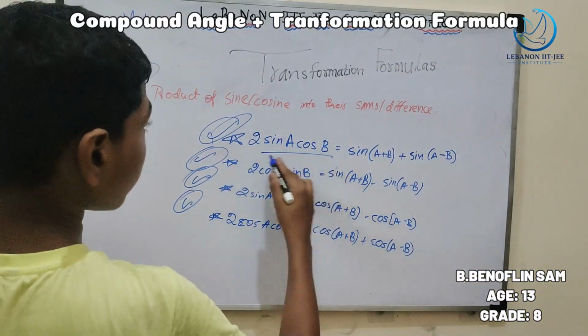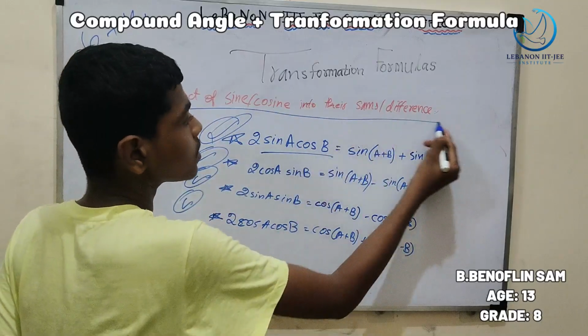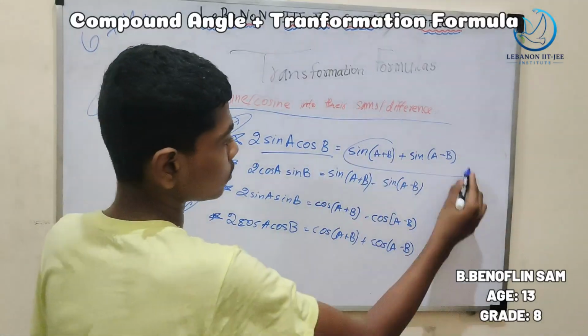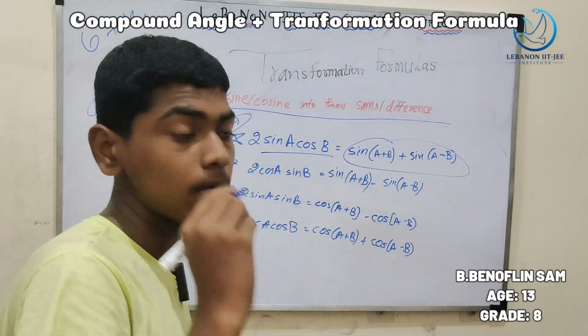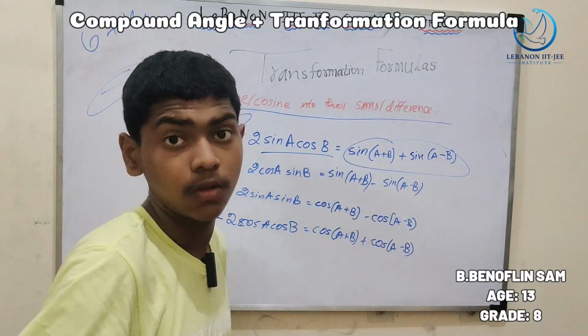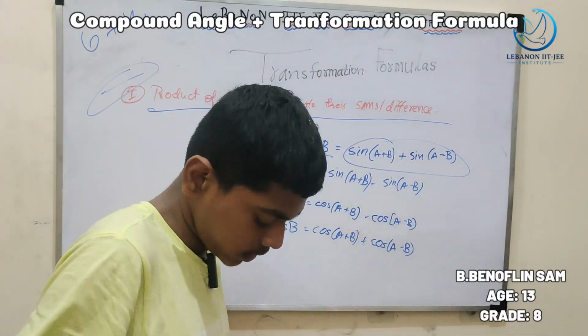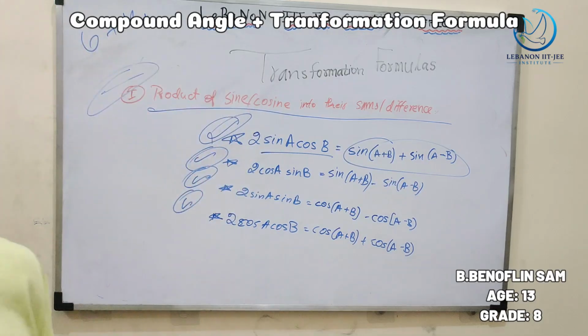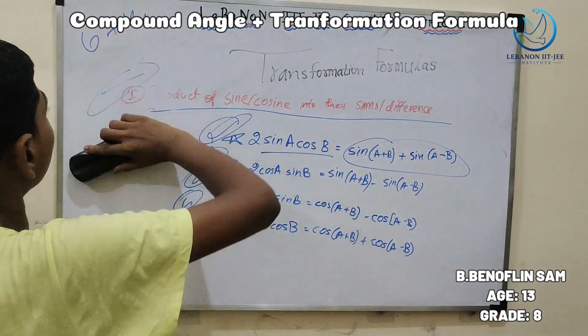So see, this is a product of sine and cosine converted into their sums or differences. I told you the first one is compound angles, and this is the transformation of that. That's it. And the last thing you're going to see, and I'm going to give homework.